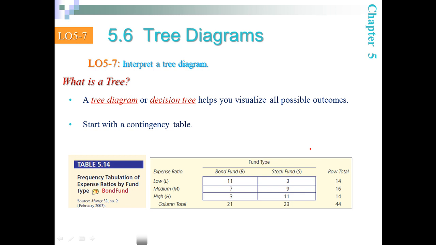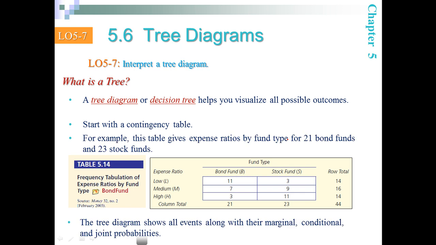Start with a contingency table. You'll notice here we've got two different variables, fund type and expense ratio. So a tree diagram helps us understand the marginal, the conditional, and the joint probabilities. So based on this data, we've got 21 bonds, 23 stocks, and 14 low ratio, 16 middle, and 14 high expense ratio instruments.